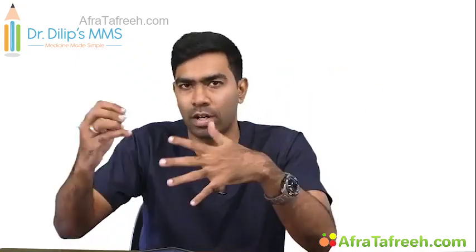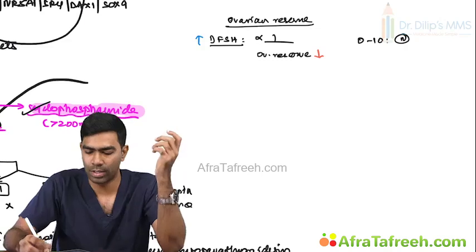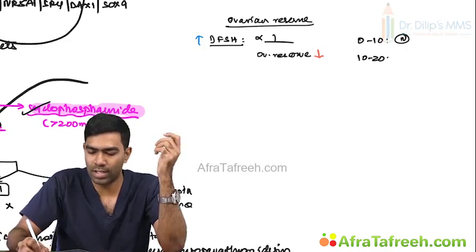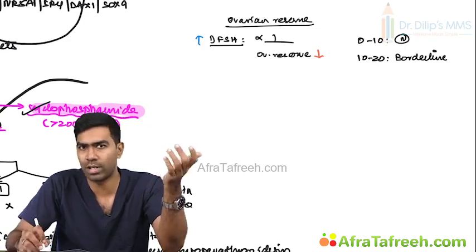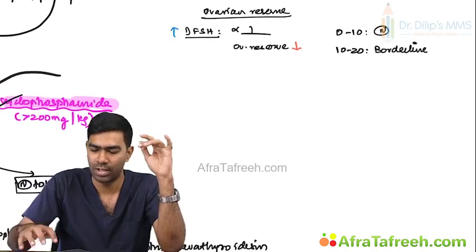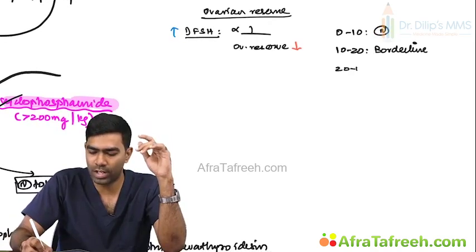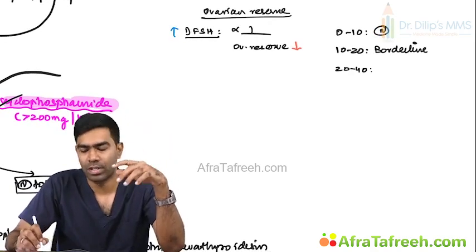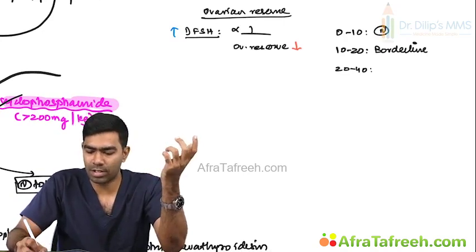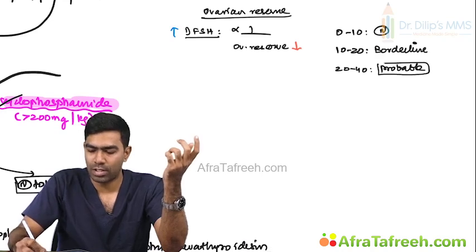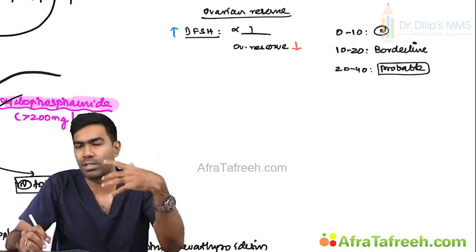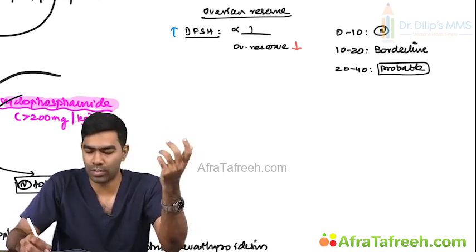You can take it in the context of what you're dealing with. So anything in the range of 10 to 20 is a borderline FSH, where the patient is having ovarian insufficiency, but it's a borderline dysfunction. Anything in the range of 20 to 40 international units per liter will tell you that the patient is having probable ovarian insufficiency, not confirmatory, but suggestive of ovarian insufficiency and ovarian dysfunction.